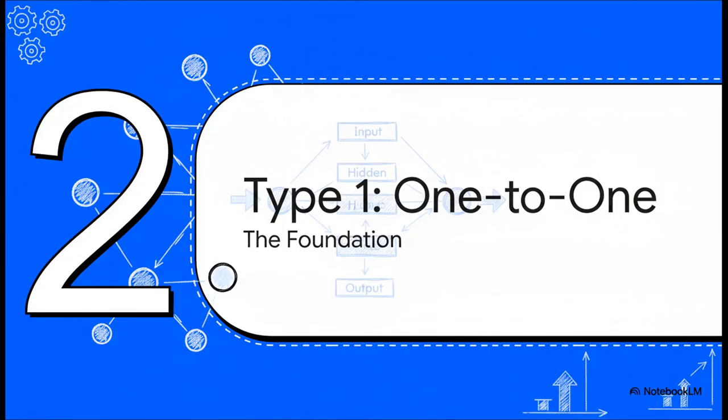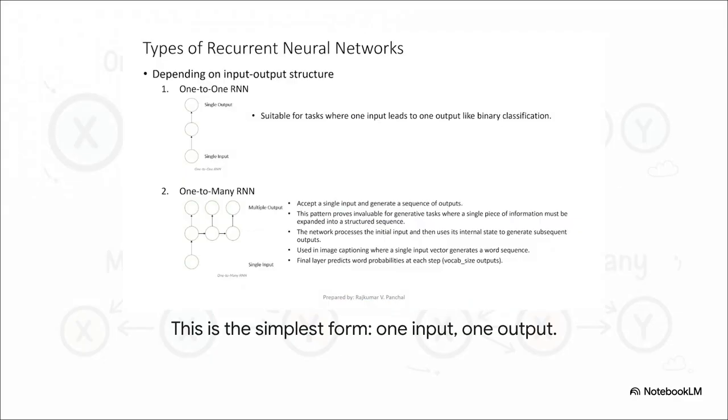All right, first up, let's talk about the one-to-one model. This is the most straightforward one, kind of like the classic vanilla version of a neural network. It's our foundation. And it's exactly what it sounds like. You can see it right here. It's super simple. You put one piece of information in, and you get one piece of information out. A direct, one-to-one relationship. No frills.